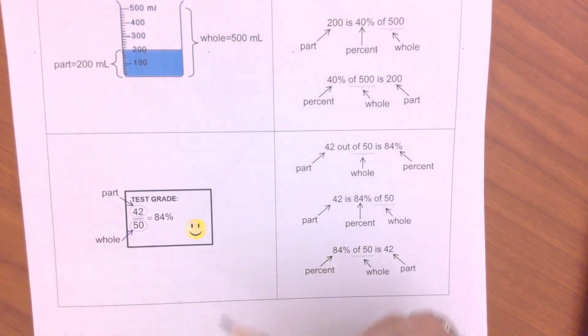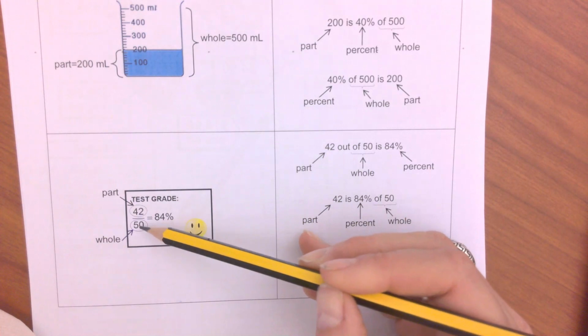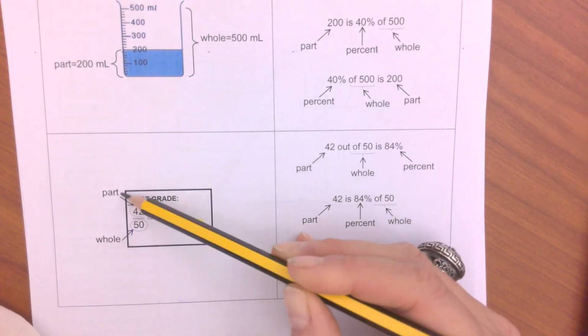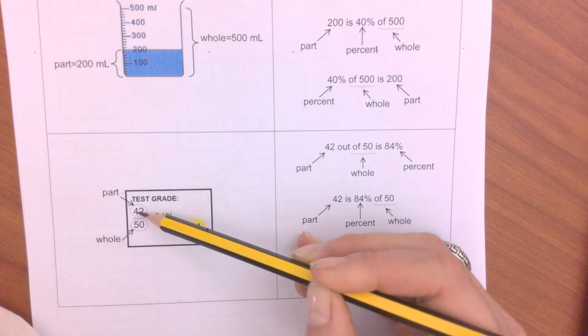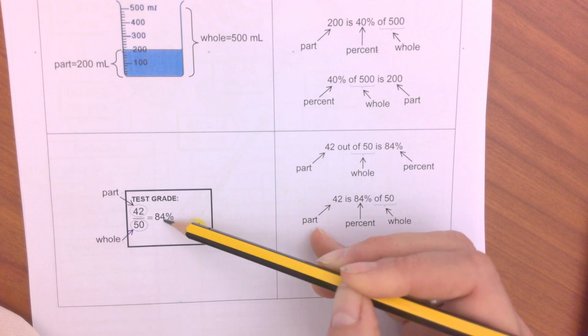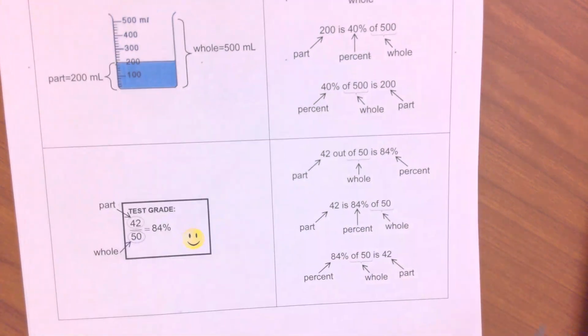Here, if you think of a test, in total there were 50 questions on the test, the whole, but you only got 42 correct. So that's the part. You got some of them correct. And then that's the percent. So in English, we can say that many different ways.